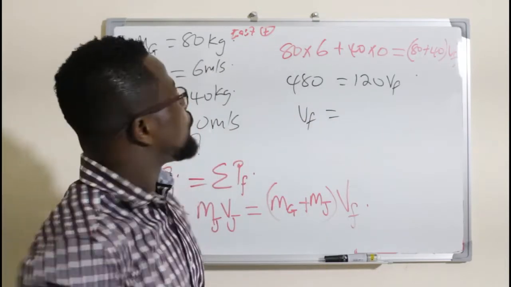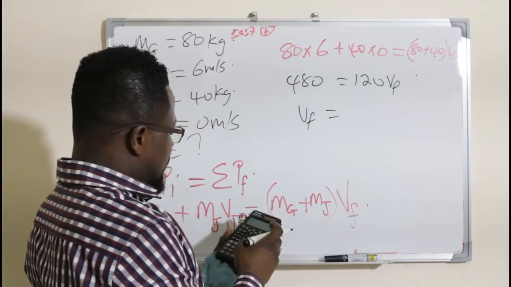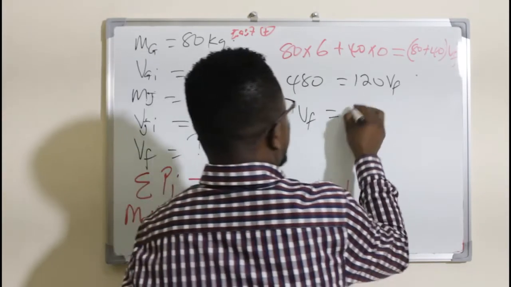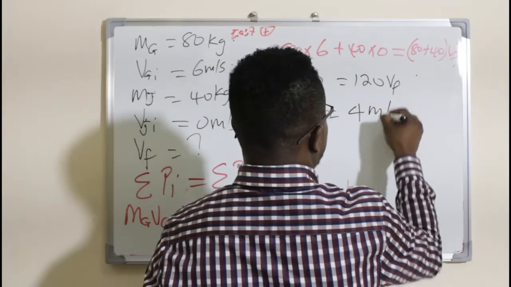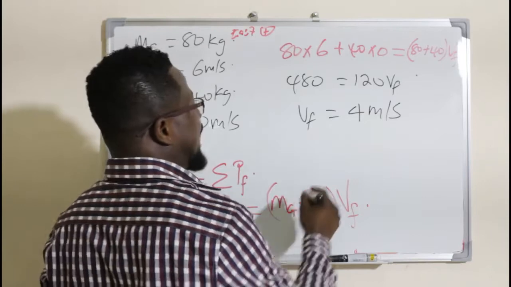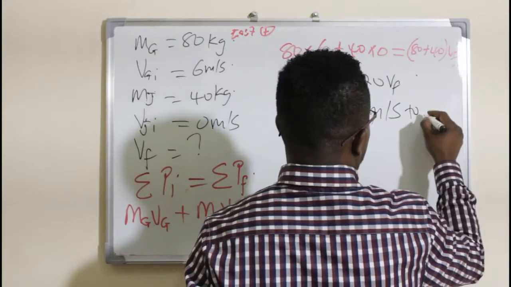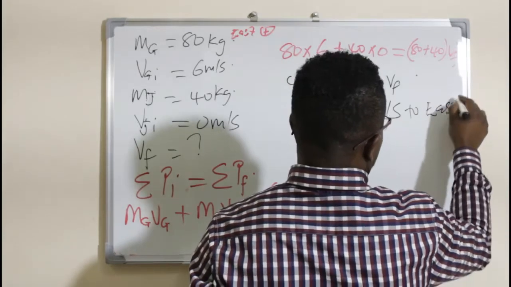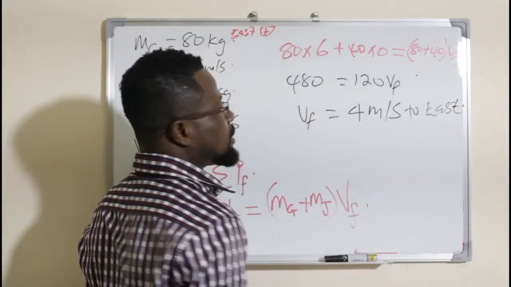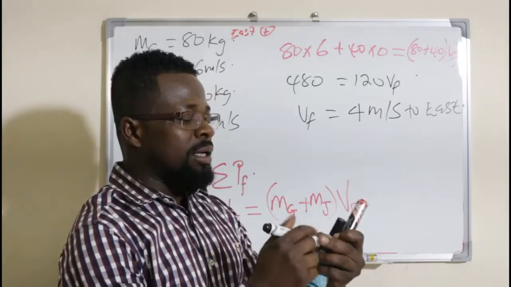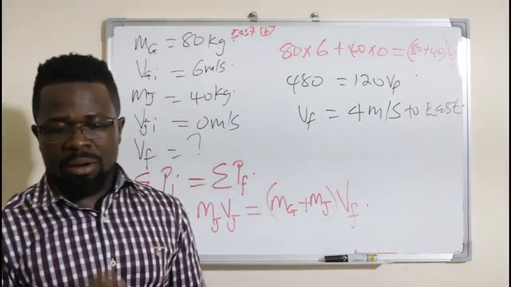And let's say 480 divided by 120. And what are we getting? 4 meters per second. 4 meters per second, what? To the right, or to the east. So we can see that after gravity picked up John, they are all moving in the east direction. Right.